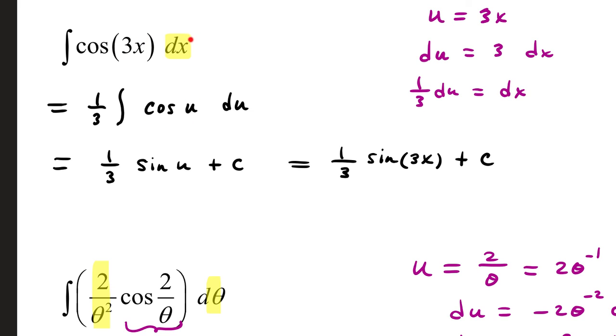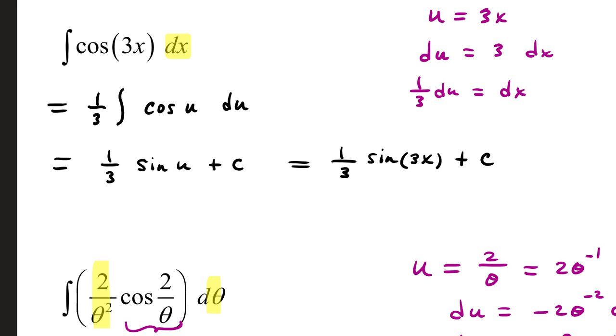Dx is all we need to account for, so dividing by 3, that gives us 1/3 du, and that's equal to dx. So this dx is highlighted. We can replace it with 1/3 du. The antiderivative of cosine u is sine u, so that's 1/3 sine u plus c. Replacing u with 3x, that is 1/3 sine 3x plus c.